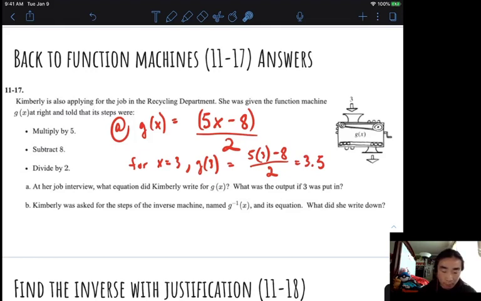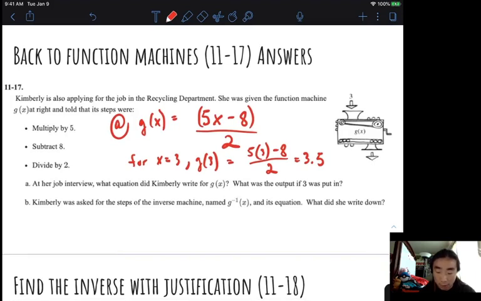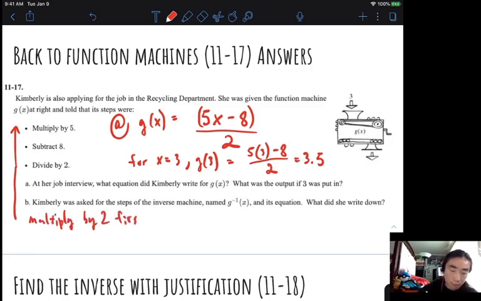The new stuff. Kimberly was asked to write the steps for the inverse machine and named it g inverse, the inverse of g, and its equation. What did she write down? Well, then you would do this stuff in the opposite order. Instead of dividing by 2, you would multiply by 2 first. Then, what's the opposite of subtraction? Addition. Then add 8. Lastly, divide, because it's the opposite of multiplication, by 5.